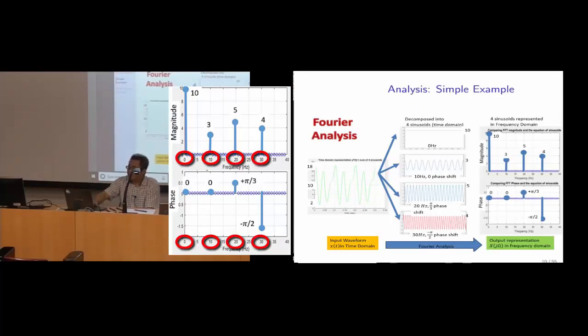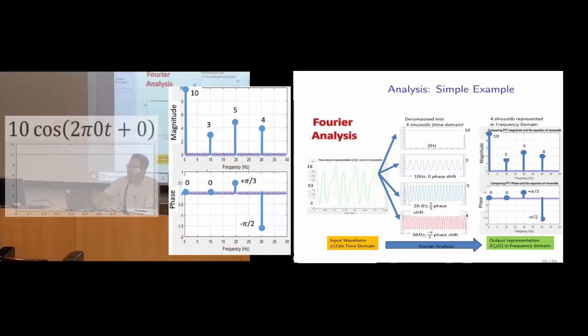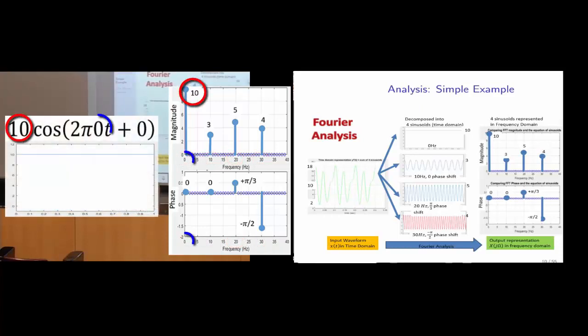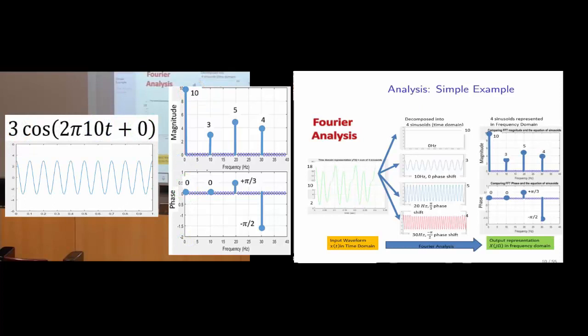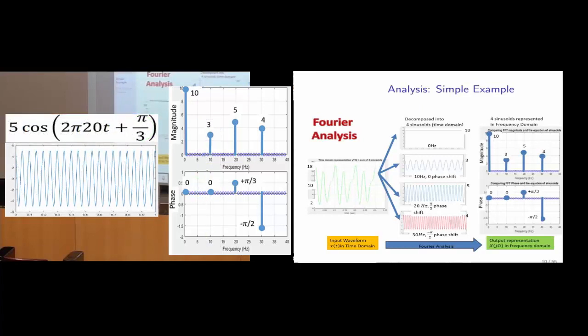Let's look at the first one. I have 10 at frequency 0 with a phase shift of 0. This represents the first graph. The second graph, I have a frequency of 10 with a magnitude of 3 and a phase of 0. This represents the second graph. In the third graph, I have a magnitude of 5 at frequency 20 Hertz with a phase shift of plus pi over 3, and this represents the third graph.